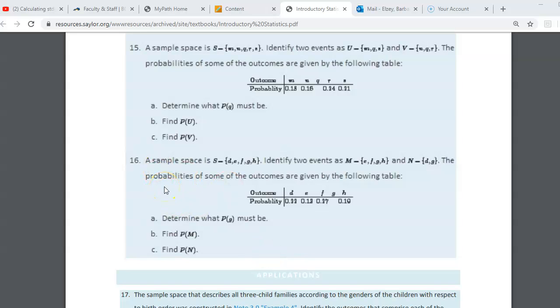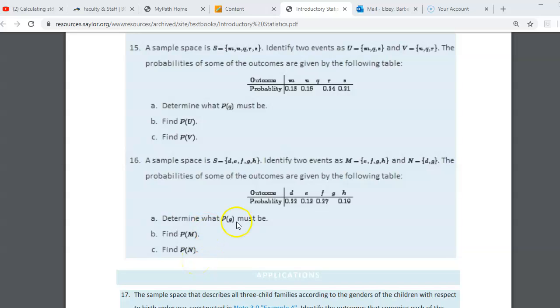So let's look at the following question on probability, number 16. A sample space is composed of D, E, F, G, and H. And we have two events. M is E, F, G, H, and N is just D, G. And the probabilities of some of the outcomes are shown in this table down here. And we want to determine what the probability of G must be, the probability of the event M, and the probability of the event N.